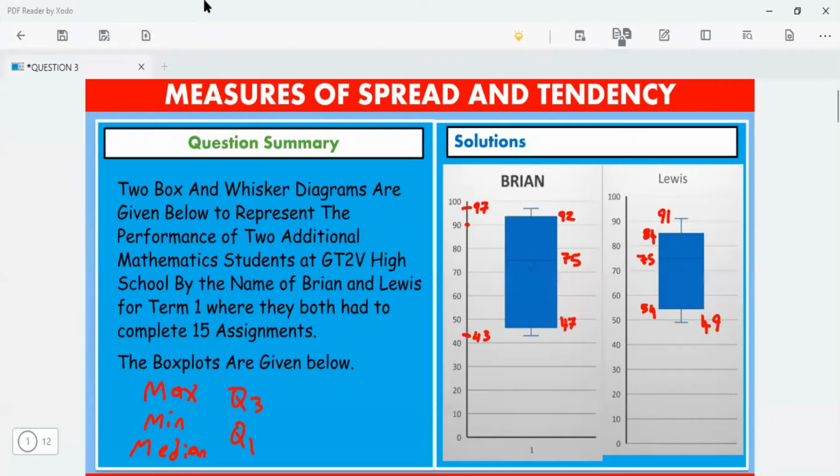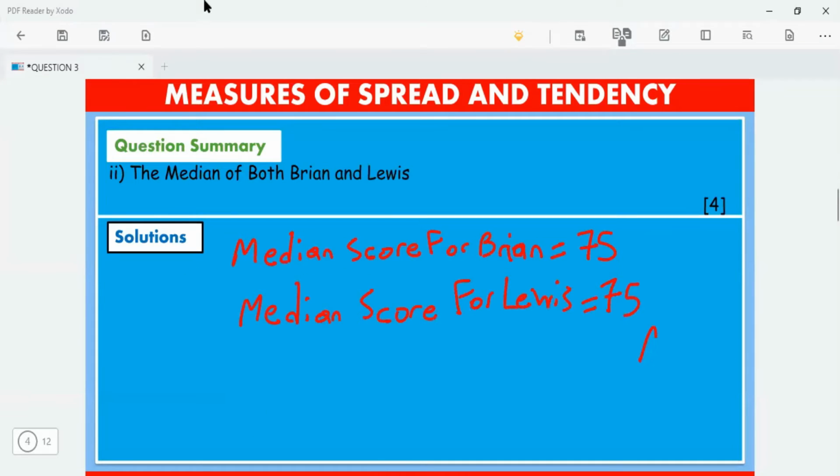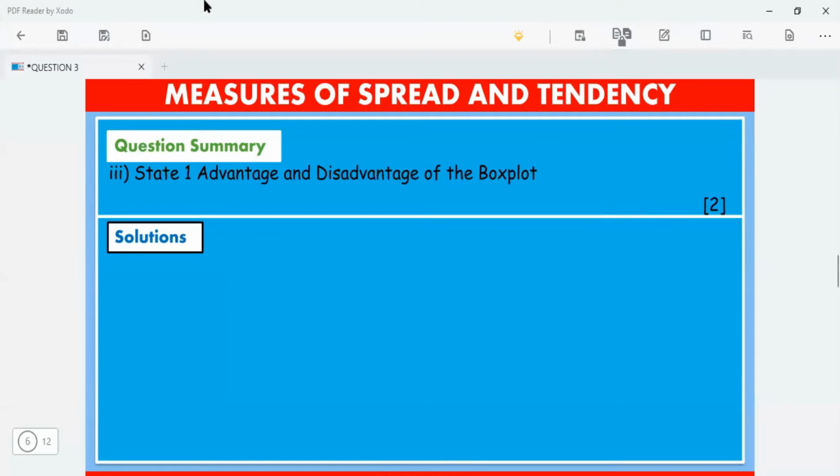Remember this line right here. These are the medians, the slash. Those are the medians. Nice. So those are the medians. Now it says state one advantage and one disadvantage of the box plot.